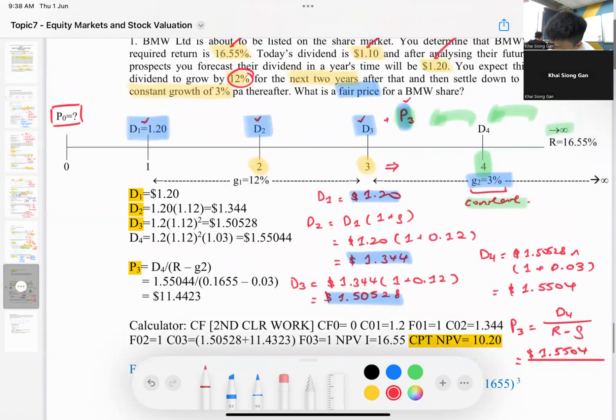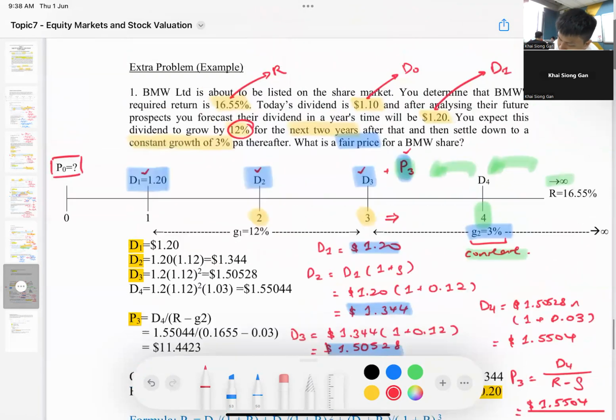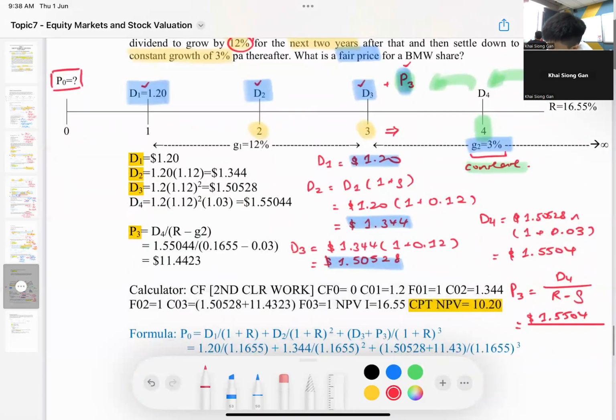what's the required rate of return? Required 16.55%. This one, 0.1655, minus growth rate. Growth rate is 3%. 11.44. So I got all the values that I highlighted in blue already.